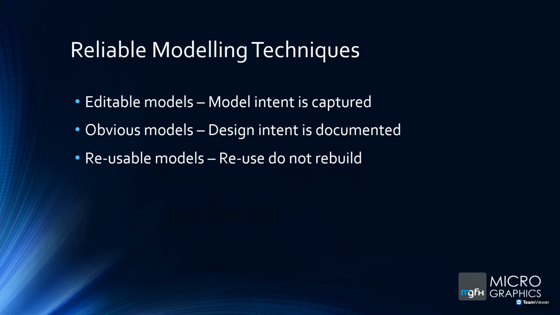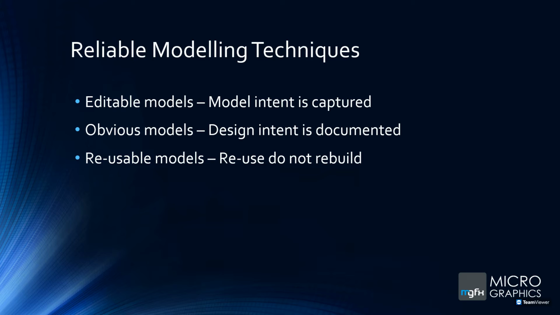Okay. Now, for reliable modeling techniques, there are three things that you want for your models. You want editable, obvious, and reusable. Now, with your editable models, your model intent is captured. So what you thought about in the beginning and how it's going to change is what you get out in the end result. And that is very, very important, because once again, it's that whole time between redrawing something and just reusing something.